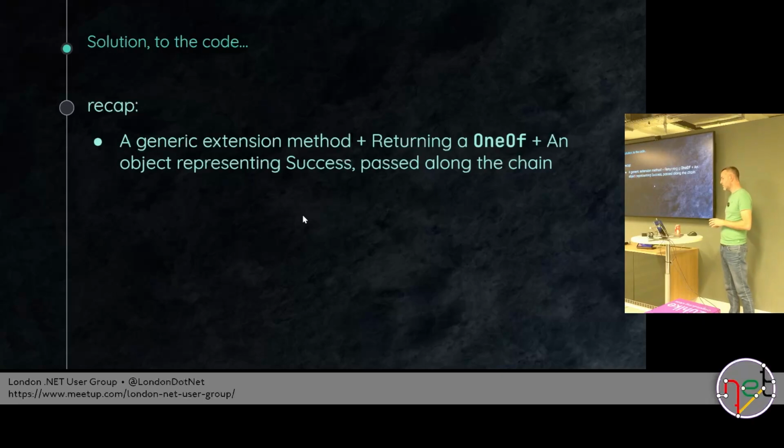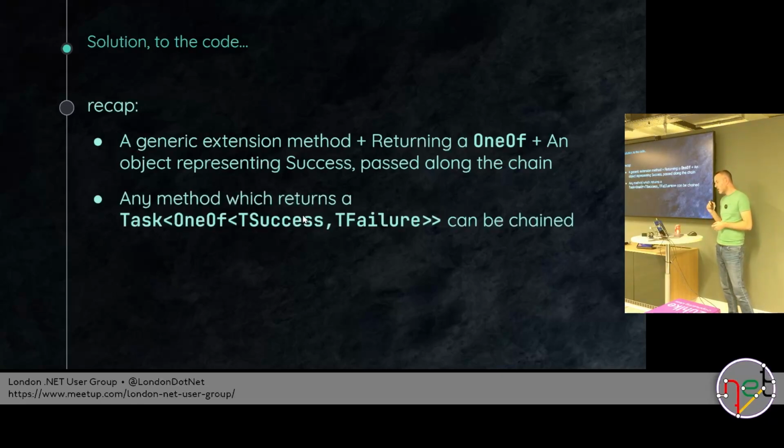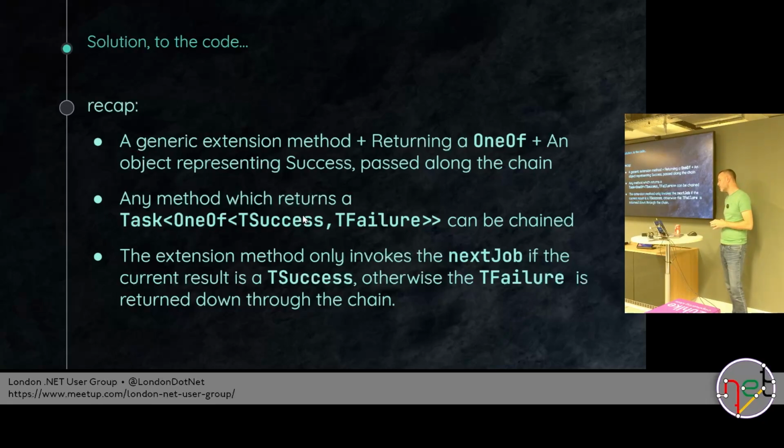Yeah, cool. So our answer to this problem was the combination of a generic extension method and the returning of the OneOf, the object that represents success that's passed down through the chain. Any method which returns that Task of OneOf T success or failure can be chained. It doesn't matter whether it's a local method or an anonymous method or one off a service that you've brought in from IoC. Anywhere, as long as it returns that, you can chain it. The main thing to remember is the next job is only invoked if what you were passed was a success. Otherwise, if it's a failure, it cascades down through the chain. That's how we can do the single return keyword.